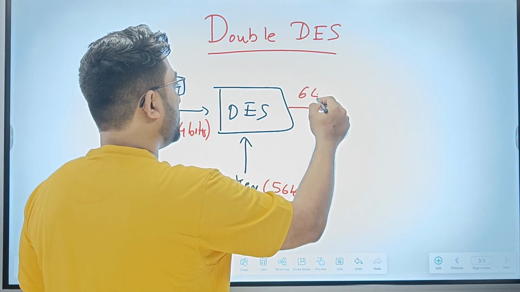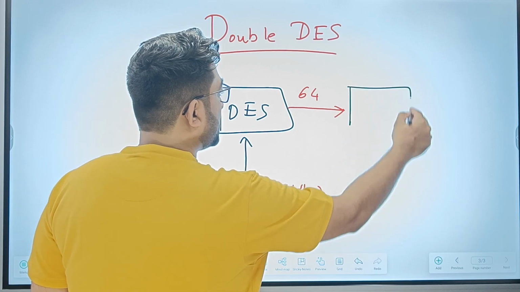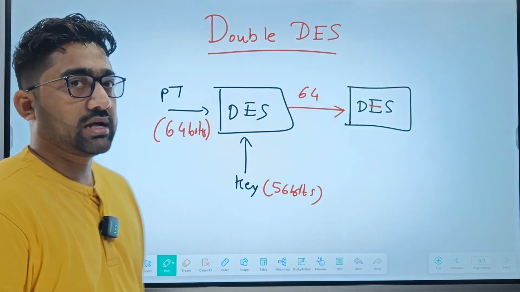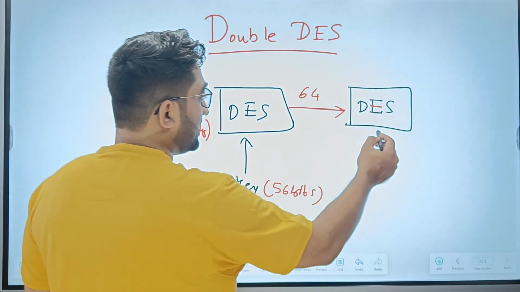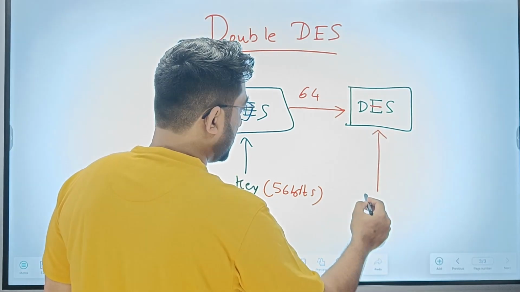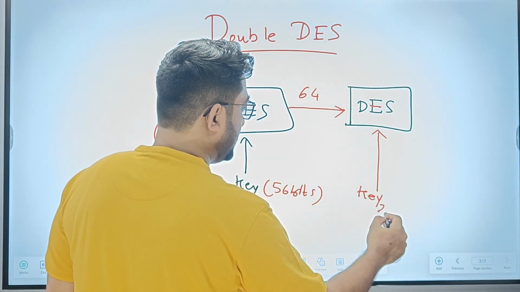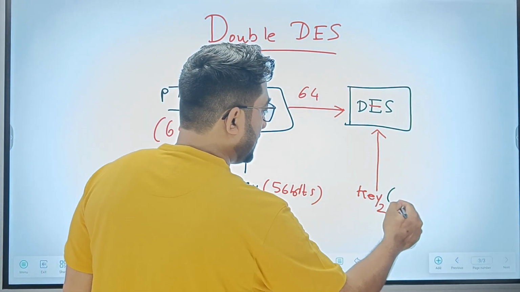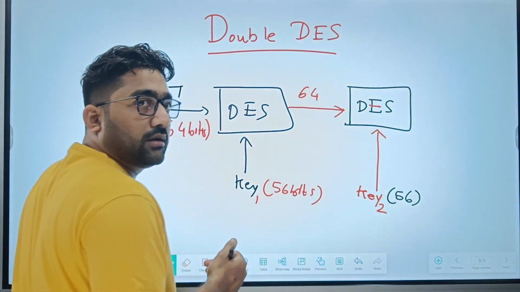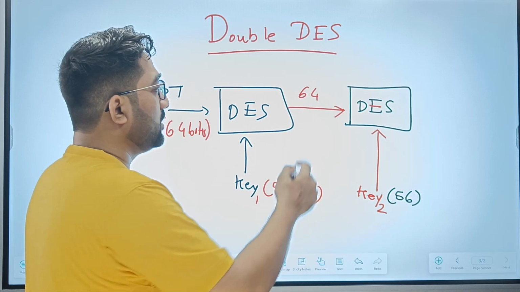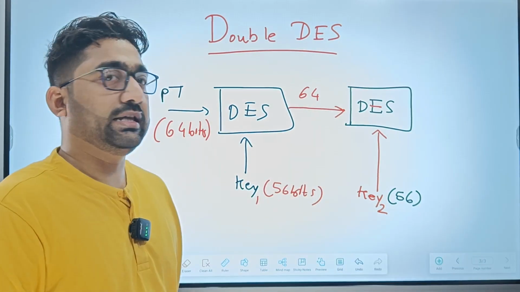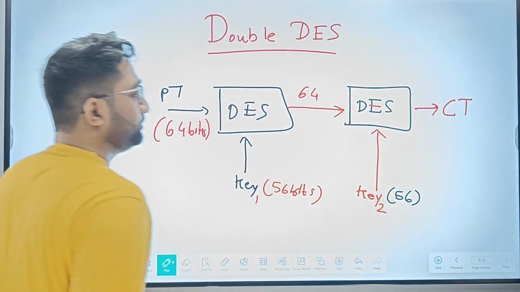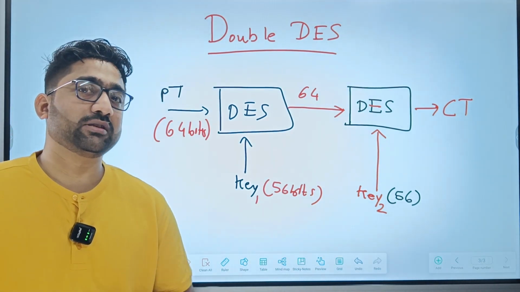Now what if I apply DES one more time? What if I apply DES again? Over here I will make use of another key, which I will call key number 2, and the previous key key number 1. It will be of the same size, that is 56 bits. We'll apply DES again, but this time on the output of the first DES block, and whatever output we get is my ciphertext. So this is how double encryption standard looks like.